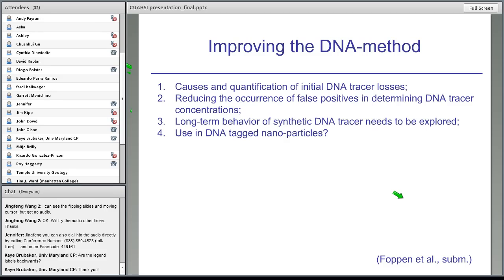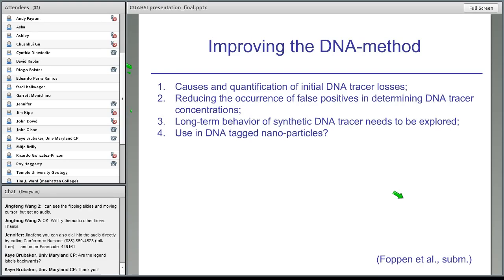So what we want to do in the near future is to find out causes and also to quantify the losses, the initial DNA losses that we found in our experiments. I'm not sure at the moment how we are going to do that, but this is definitely something which we like to have a better look at.